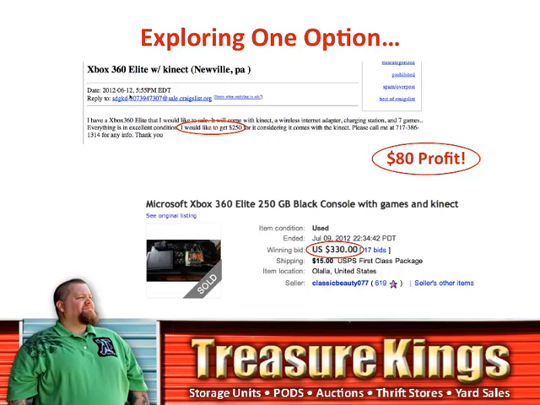Here's another one. Here's a local guy, has an Xbox 360 Elite with Kinect. And he'd like to get $250 for it, considering it comes with the Kinect. To me, that says I may be able to talk him down. That same setup on eBay, selling for around $330 plus shipping. So again, $80 profit, just that fast. And granted, you have to sell it, but I'm just giving you an example of what these units are selling for, so that you can see the difference.